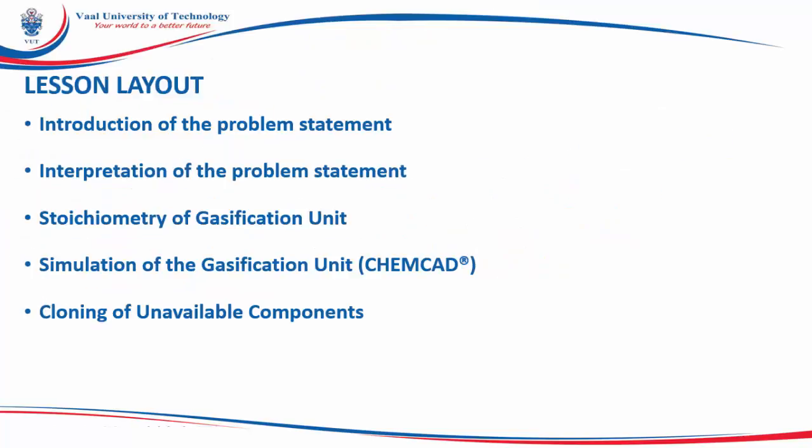As a quick layout of the lesson, we will first look at the problem statement, requirements, given information such as design data and specification. Then we will start with a sequential process synthesis approach where we look at the first unit in the flow sheet or block flow diagram, which is the gasification unit. We will further perform Chemcad simulation of the gasification unit. Then lastly, we will look at cloning of components that are not available in Chemcad component database.